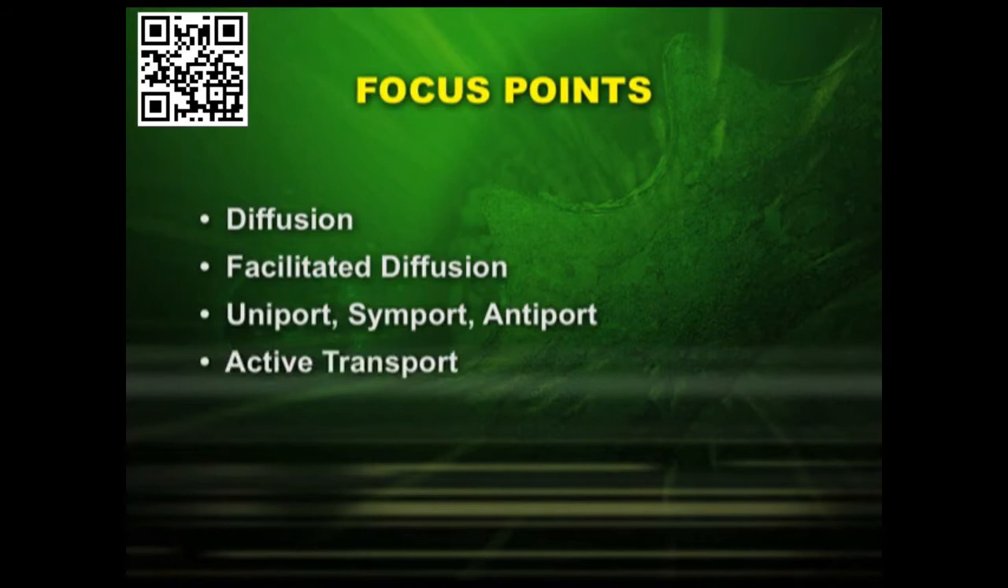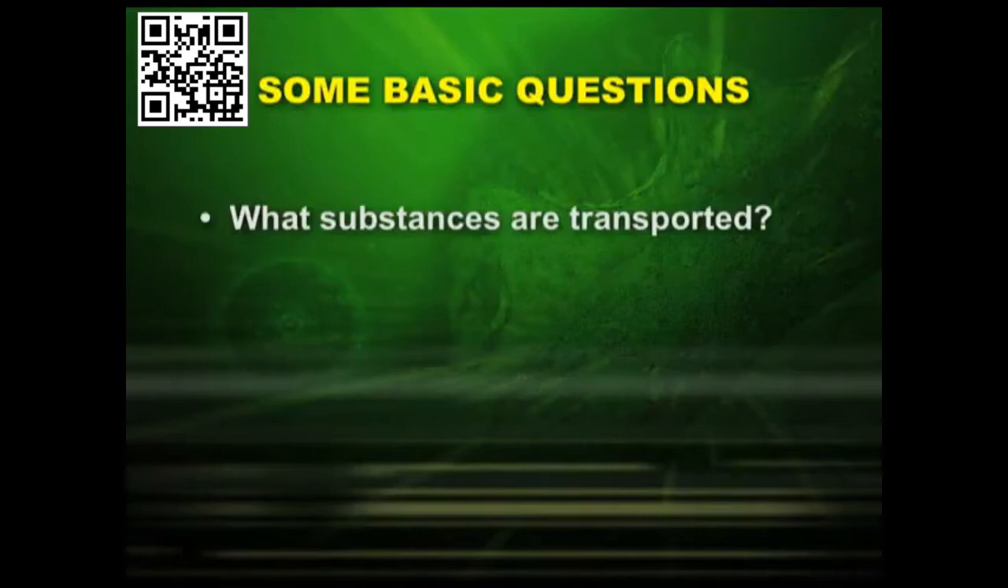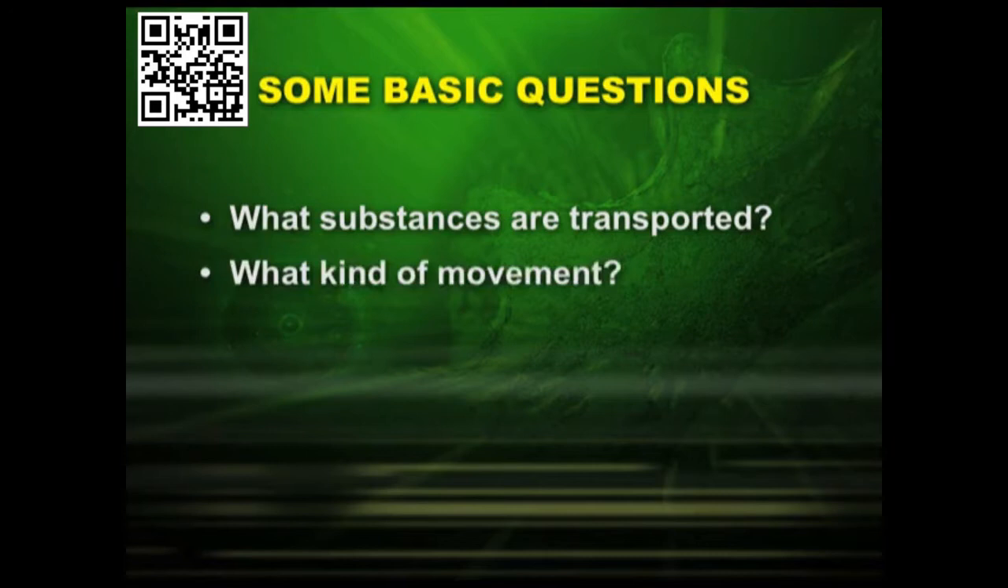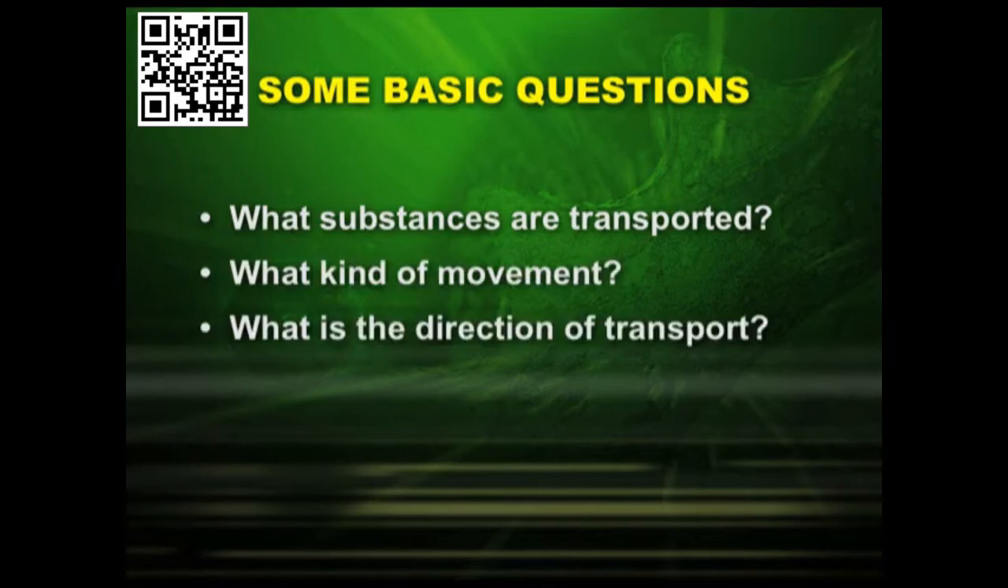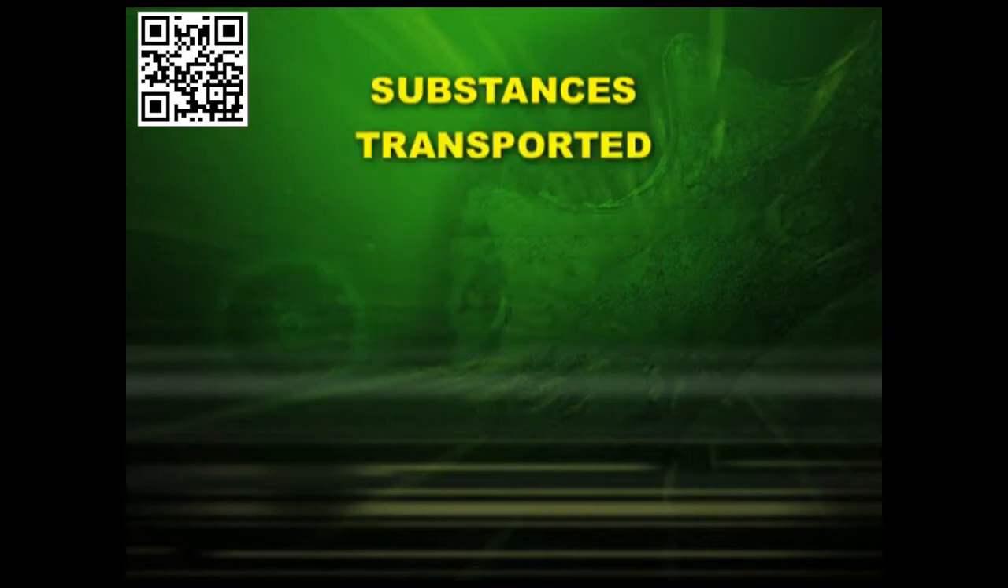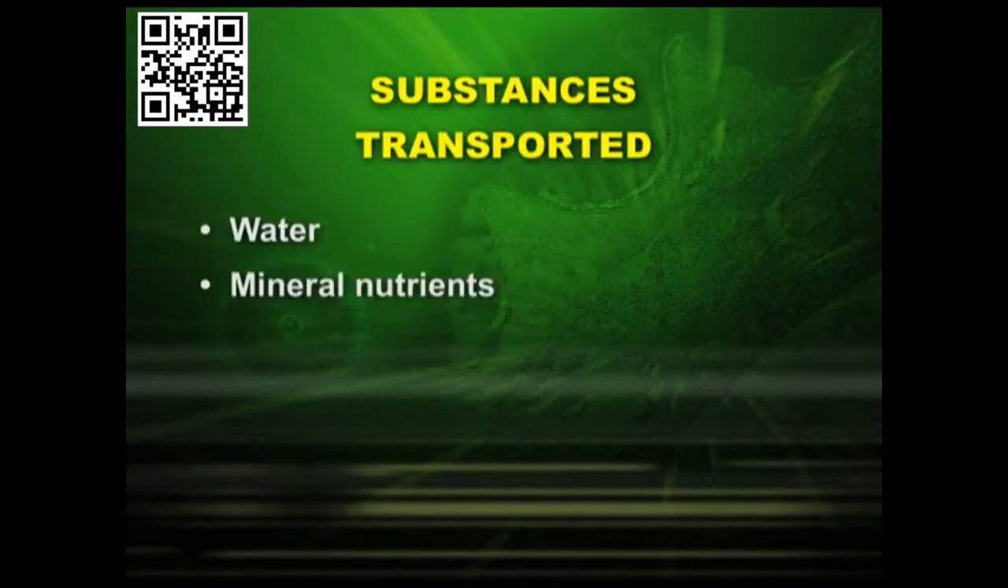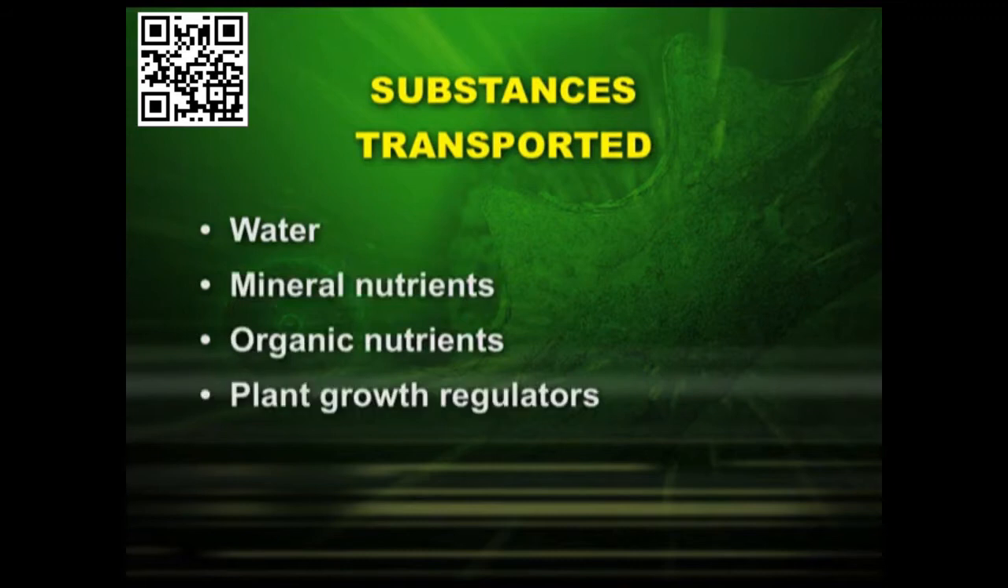Before we start our concept, let us ask some basic questions. What substances are transported? What kind of movement? And what is the direction of transport? The substances transported are water, mineral nutrients, organic nutrients, and plant growth regulators. Movement is based on the distances, which are classified into short distances and long distances.